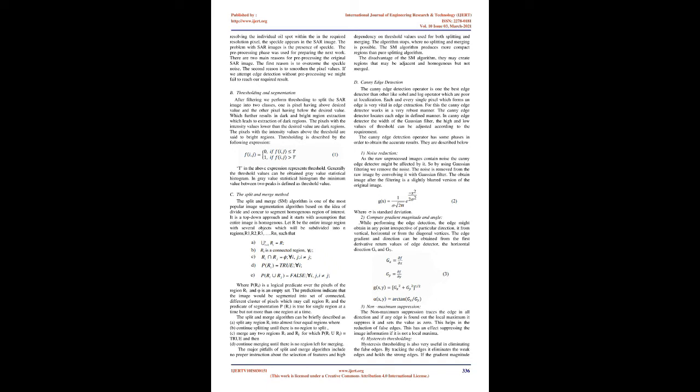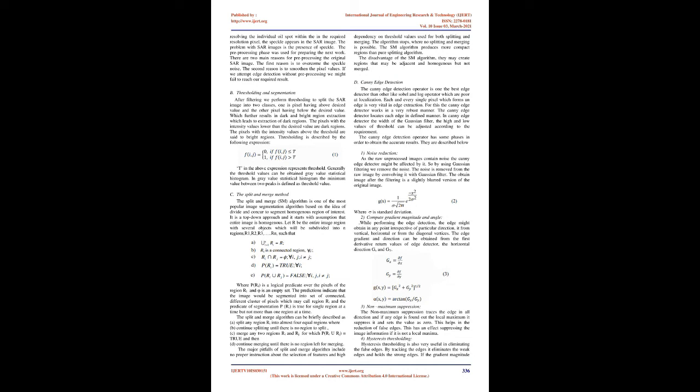Image pre-processing. The normal resolution of the sensor is not sufficient for resolving the individual oil spot within the required resolution pixel. The speckle appears in the SAR image. The problem with SAR images is the presence of speckle. The pre-processing phase was used for preparing the next work. There are two main reasons for pre-processing the original SAR image. The first reason is to overcome the speckle noise. The second reason is to smoothen the pixel values. If we attempt edge detection without pre-processing, we might fail to reach our required result.